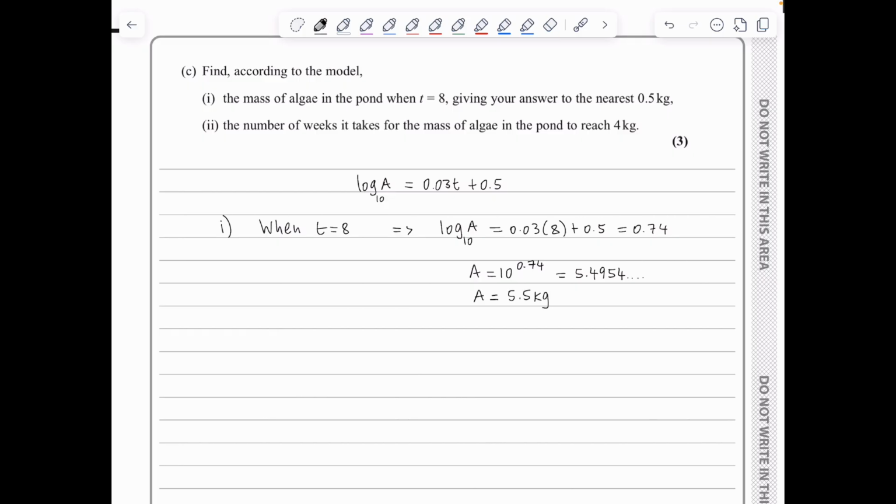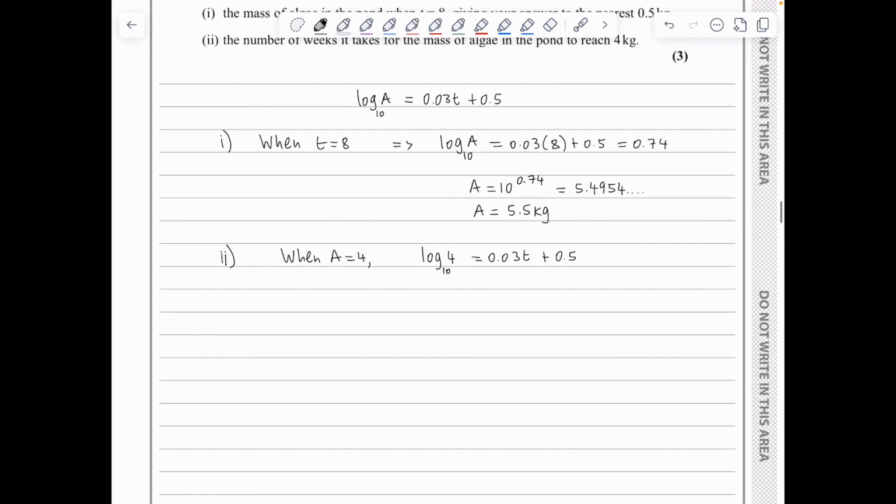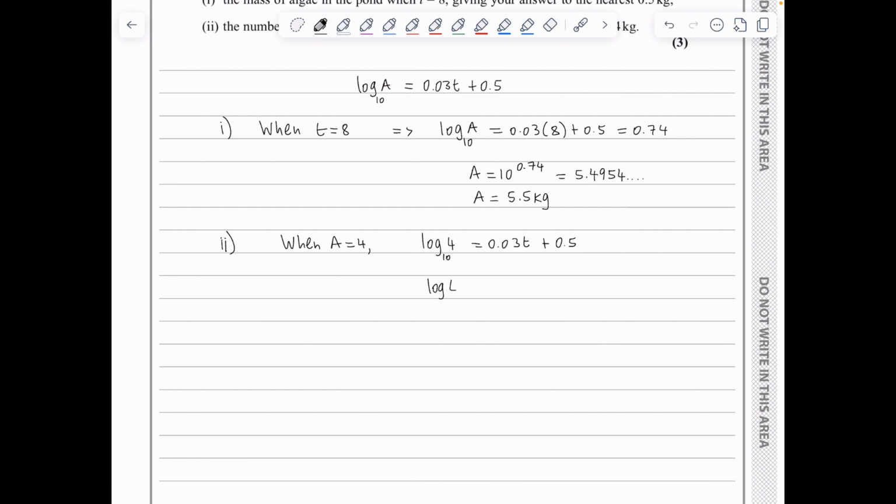Now for part II, we need to find the number of weeks it takes to reach 4 kilograms. So when A is equal to 4, we're looking at log of 4 base 10 is 0.03t plus 0.5, which means we have log of 4 base 10 minus the 0.5 is 0.03t.